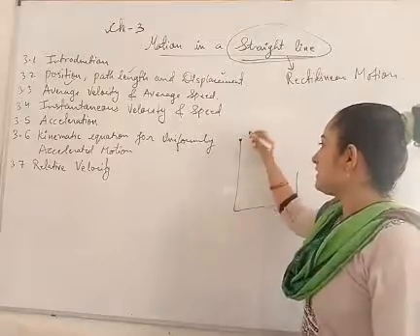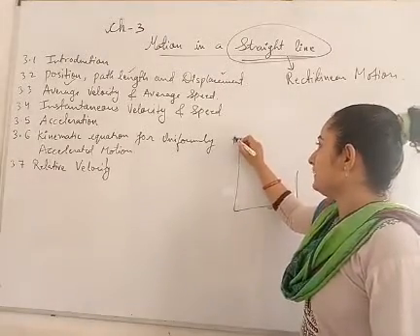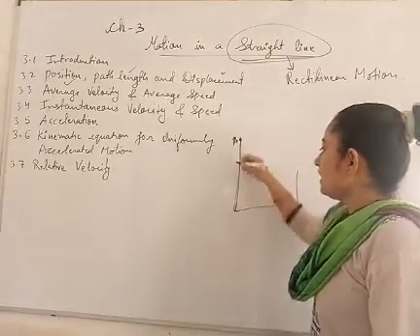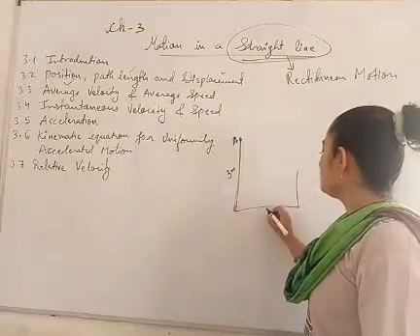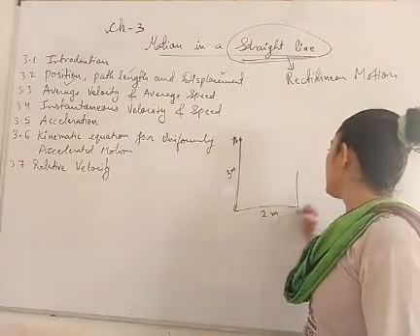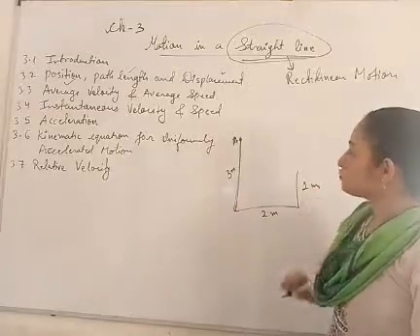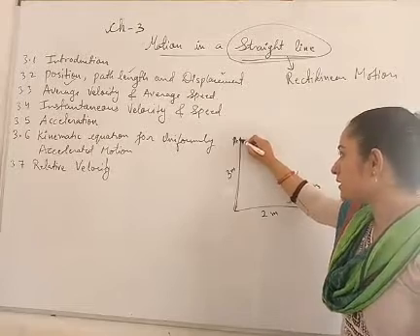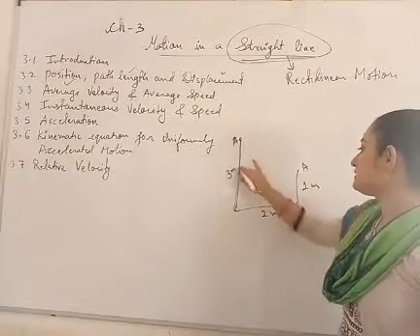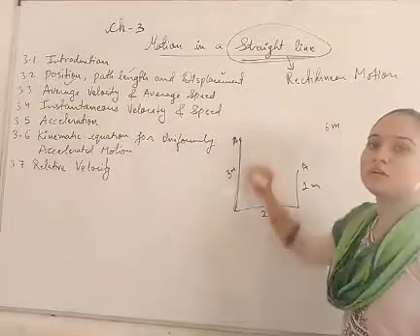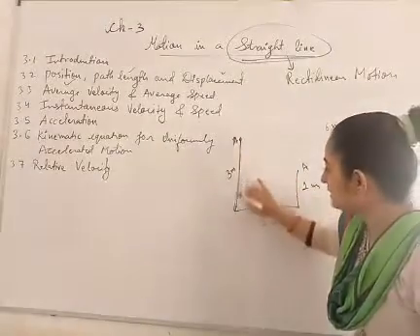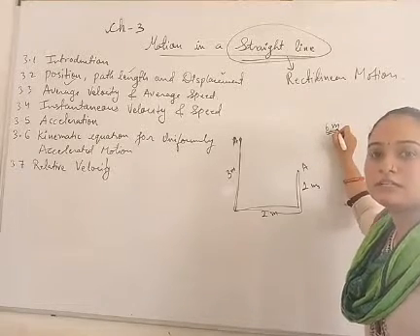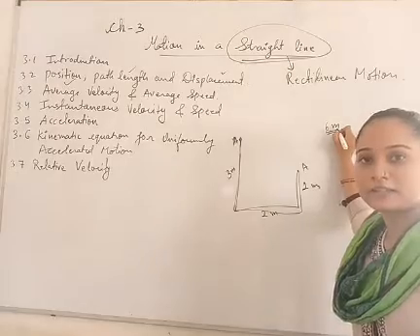Take any example. Say for example, this is person A. This person A moved here 3 meters, then 2 meters, and then 1 meter. So the total path length person A traveled from here to here is 6 meters. This is your path length. The person moved 6 meters, so 6 meters is your distance or the path length.